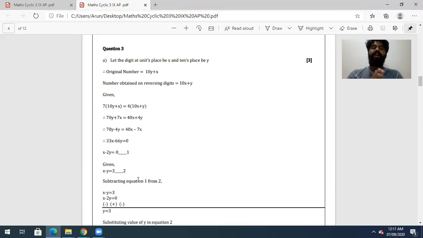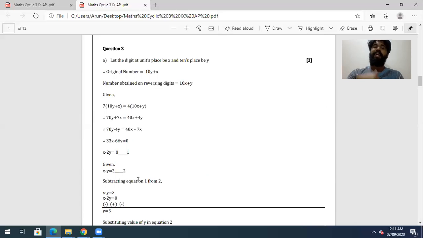So we have 70y plus 7x is equal to 40x plus 4y, y on one side, x on one side. So we have 70y minus 4y is equal to 40x minus 7x. So 33x is equal to 66y. 33x minus 66y is equal to 0. Divide both the sides by 33, you will get x minus 2y is equal to 0. Since x minus 2y is equal to 0, it implies that x is greater.